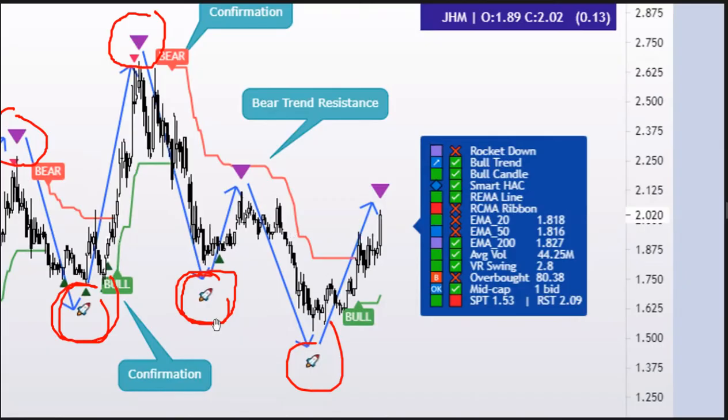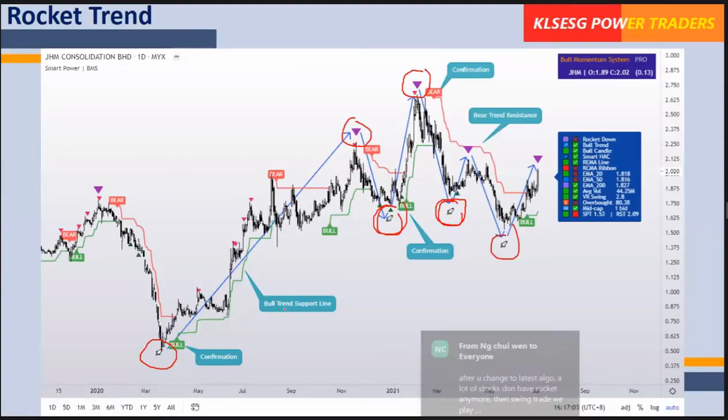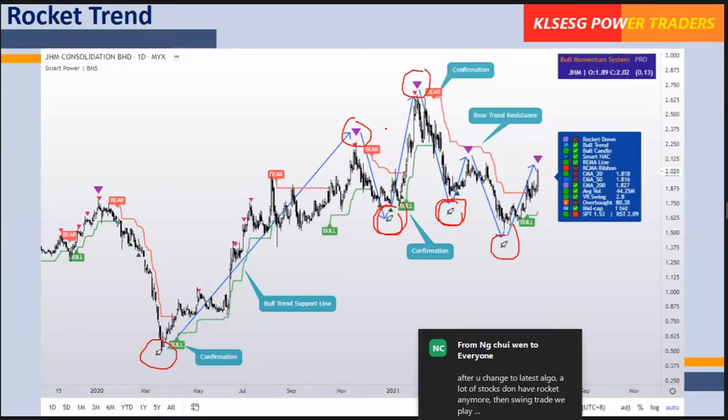So the cycle will continue like this: rocket, purple triangle, rocket, purple triangle, up and down, up and down. It will complete the cycle like this.